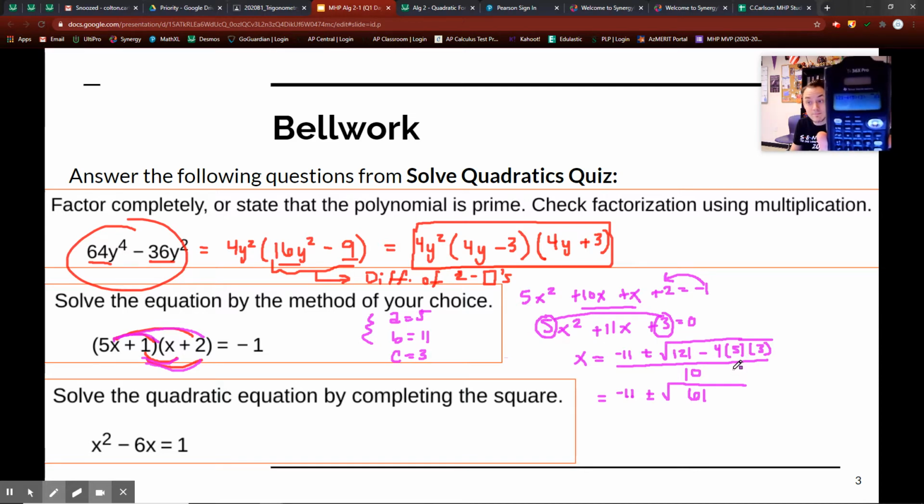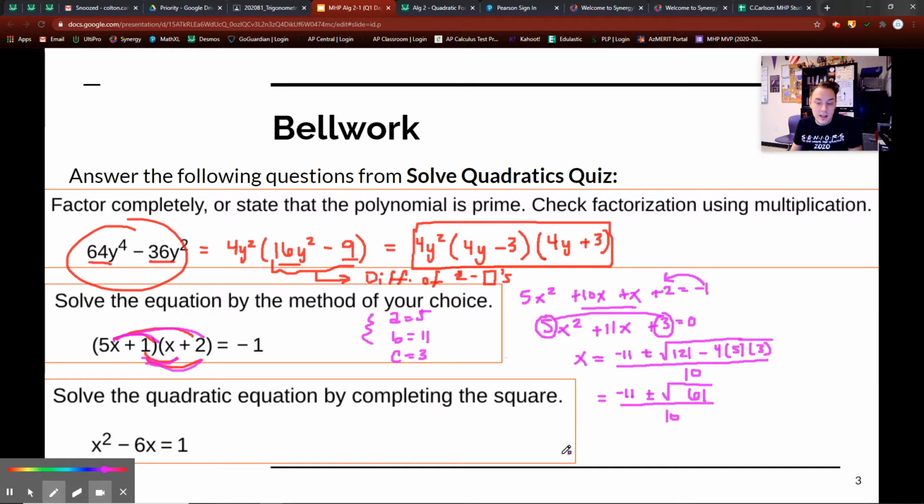Not too bad, right? And then I get 61. All right, so I get 61, and this is all over 10. So clearly, I cannot really do anything more than this. Why can't I do anything more than this? The reason why I can't do anything more than this is because 61 is a prime number. I can't divide 61 by anything other than 61 itself and 1. So that makes it a prime number, and I can't simplify anything more.